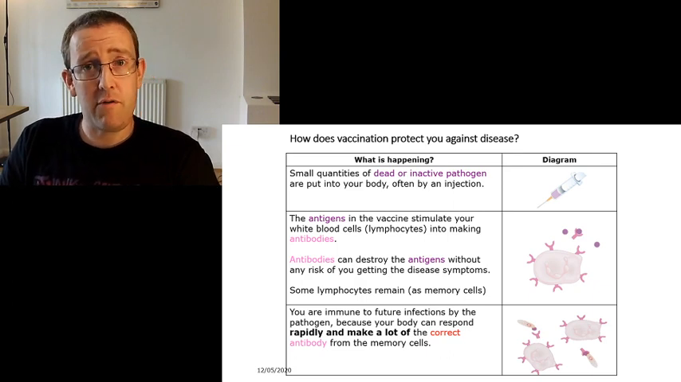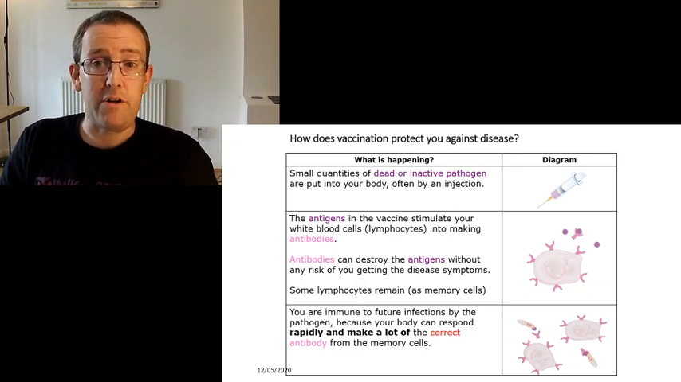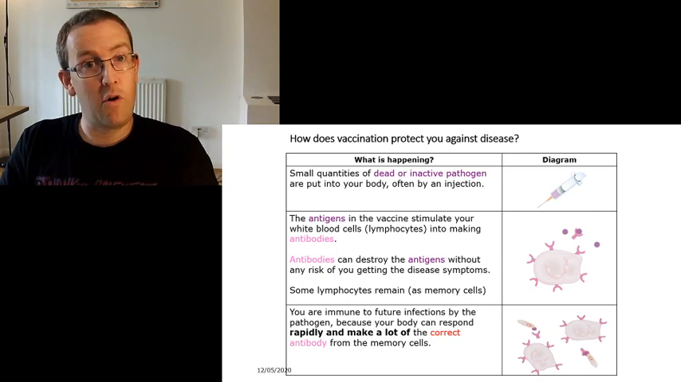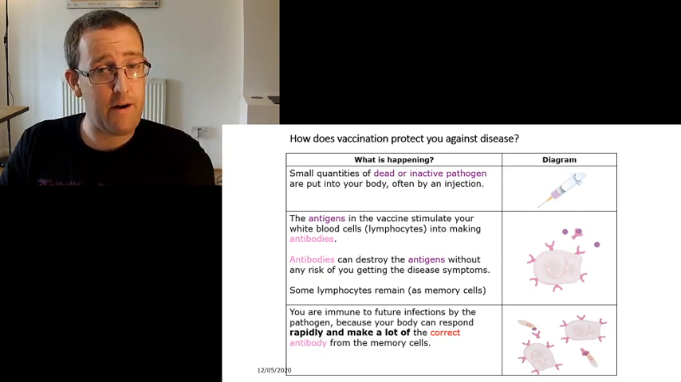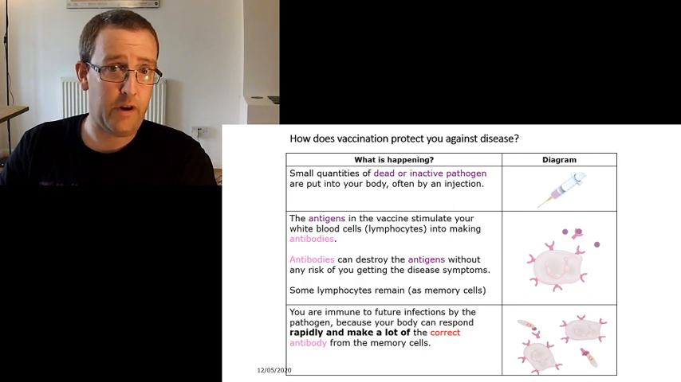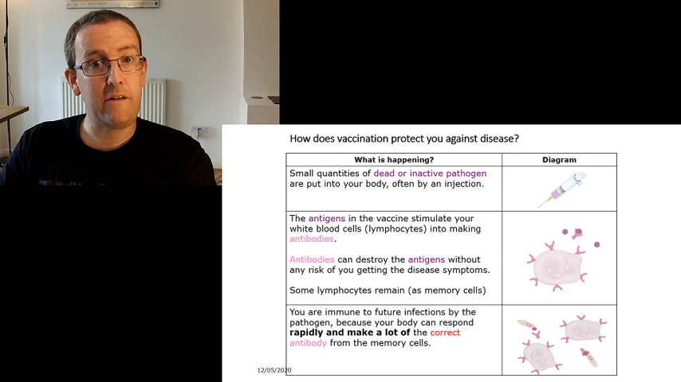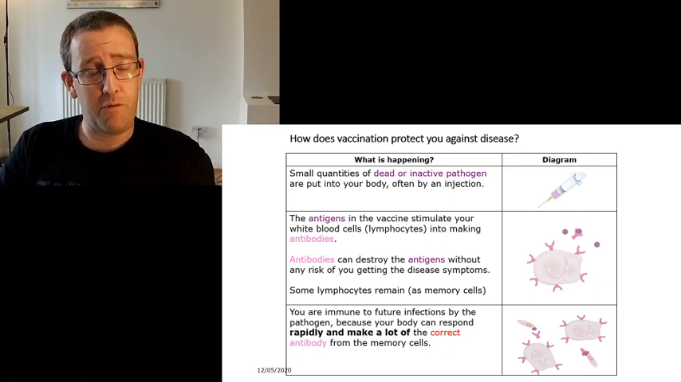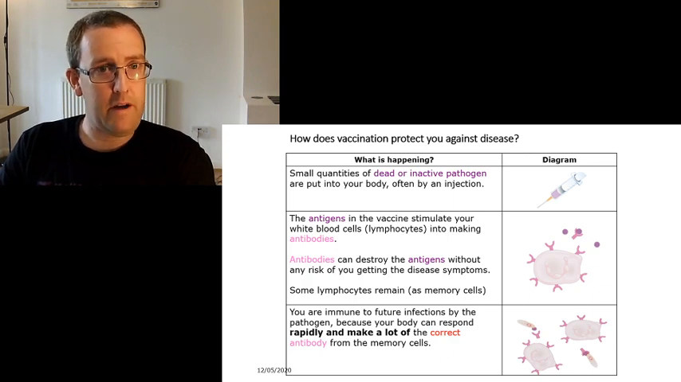Now, you should have a rough idea how this works already because you've studied the immune system. You should have basic GCSE knowledge of how the immune system works and know roughly what is in a vaccination. Okay, but to recap it and put it in simple terms, it is a small quantity of a dead or inactive pathogen that's put into your body, often by injection. It can be orally, but often it's by injection.